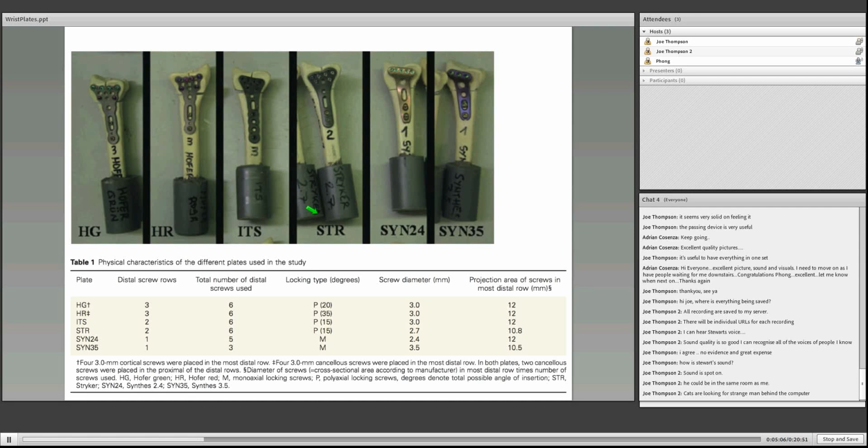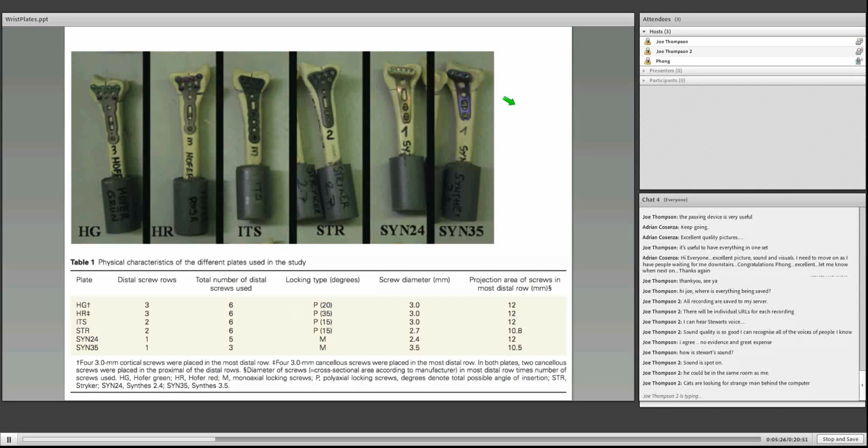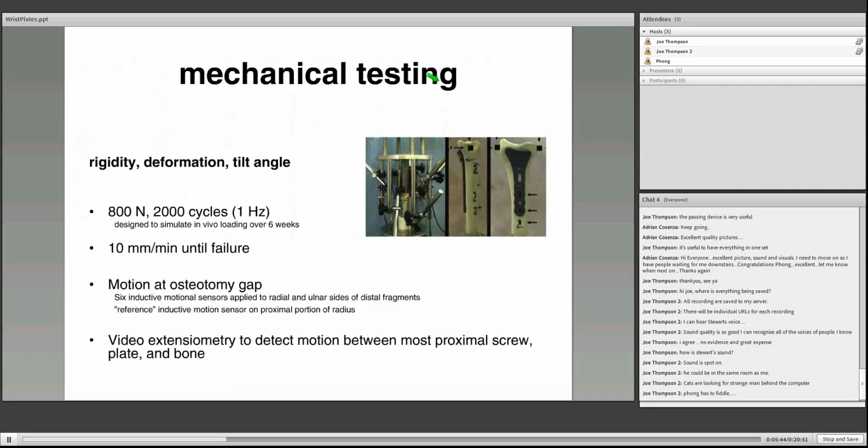There, the image of the 6 plates, starting from the 2 Hoffer plates, the difference between the two being the Hoffer green plate on the far left using cortical screws distally, and the red using cancellous screws distally, which is a little bit different. The ITS plate, the Stryker one there, and then the 2 Synthes plates. They didn't have in this series the newer Synthes plate that's been seen around. In terms of distal screw rows, you can see the numbers there. Hopefully they're coming up on the larger screen. The total number of distal screws is also shown.